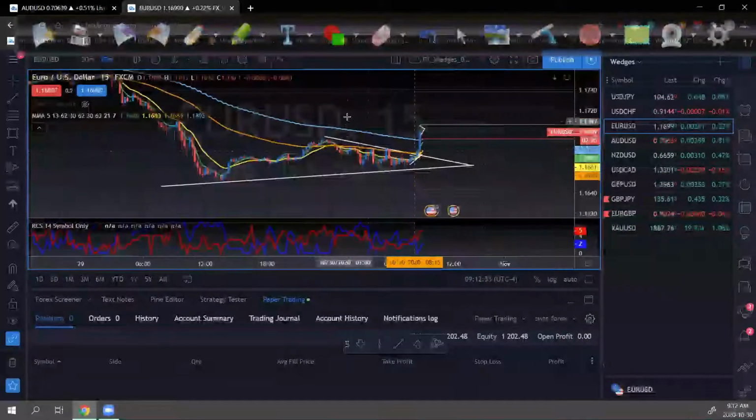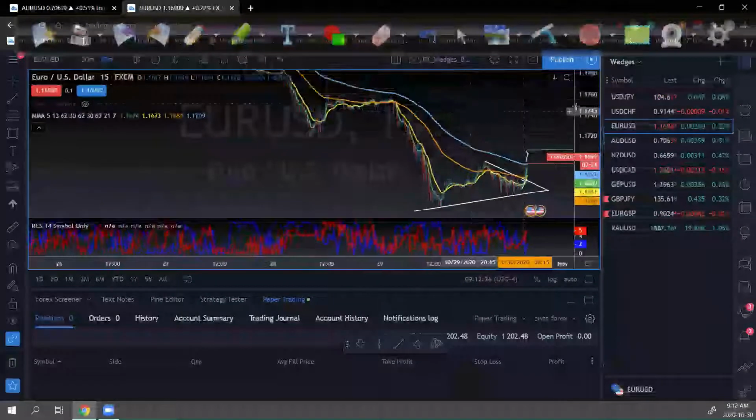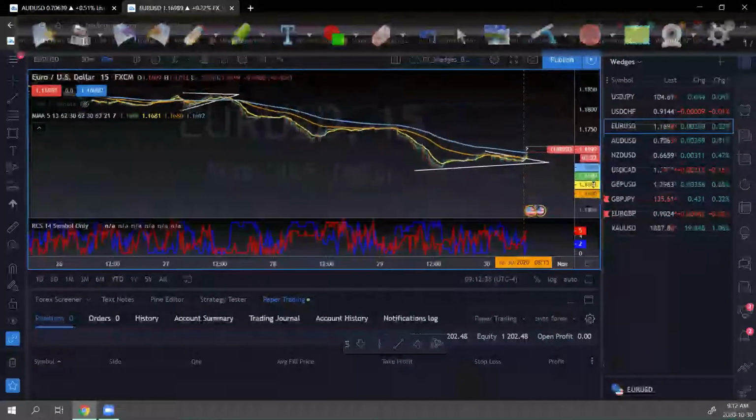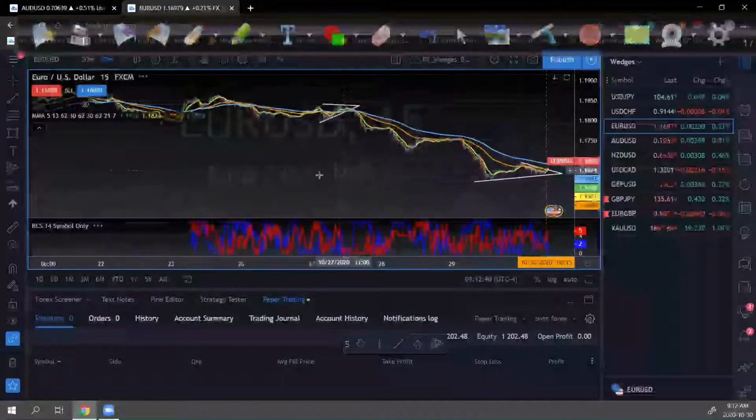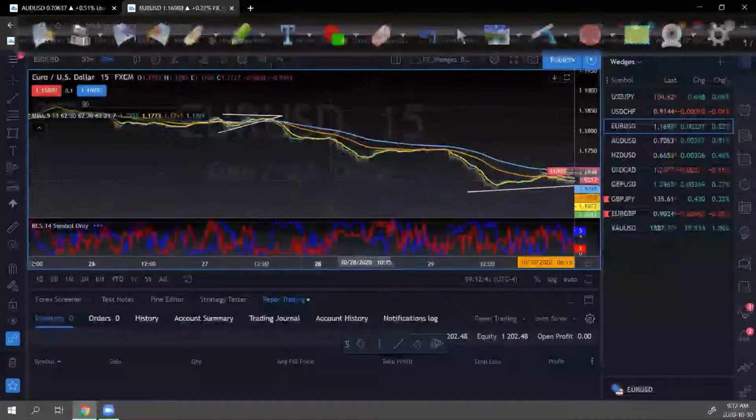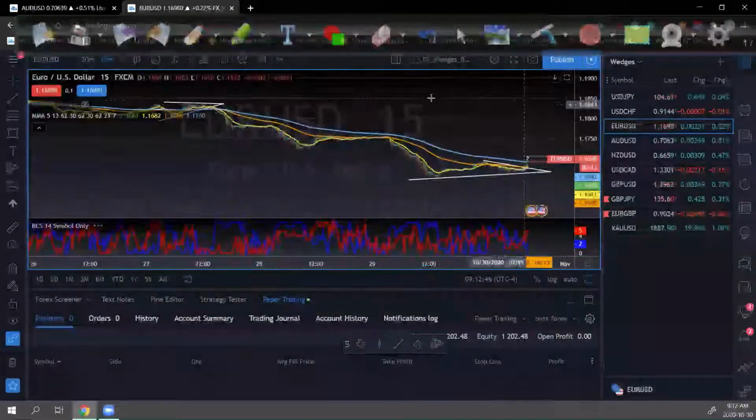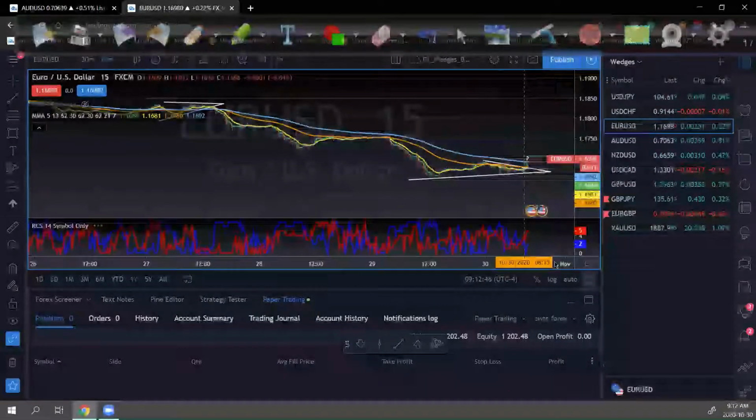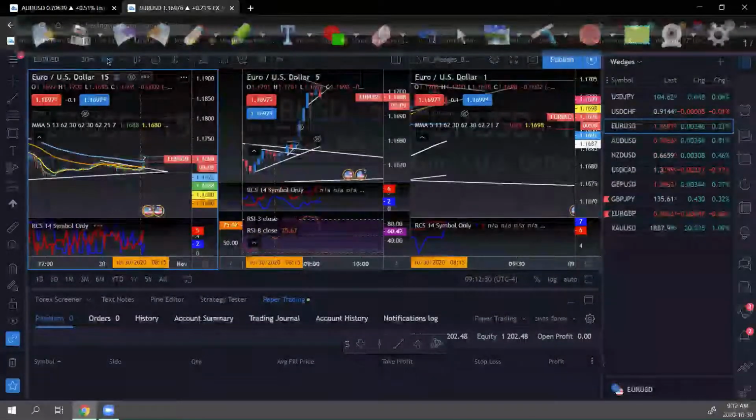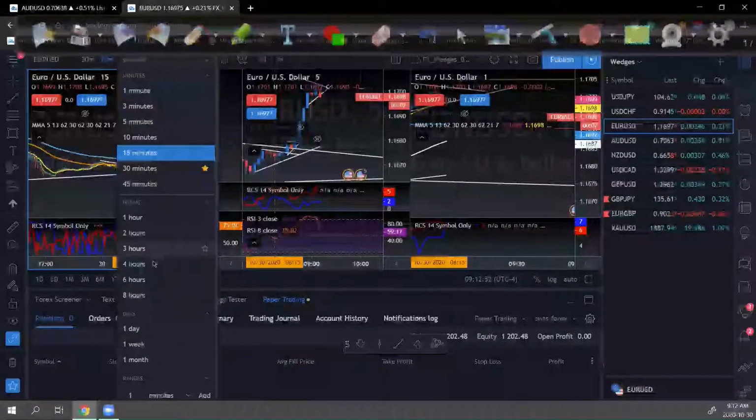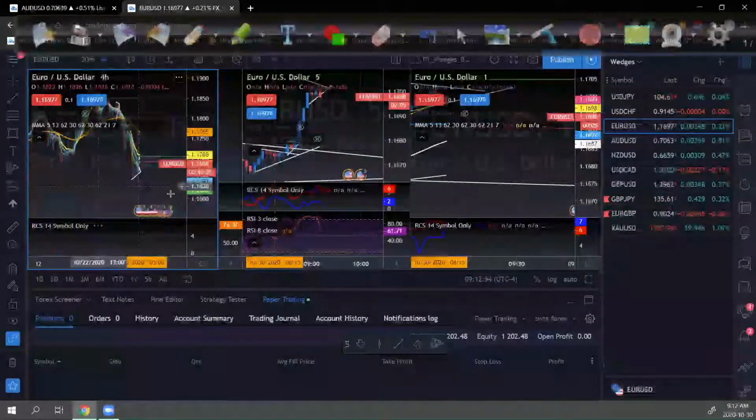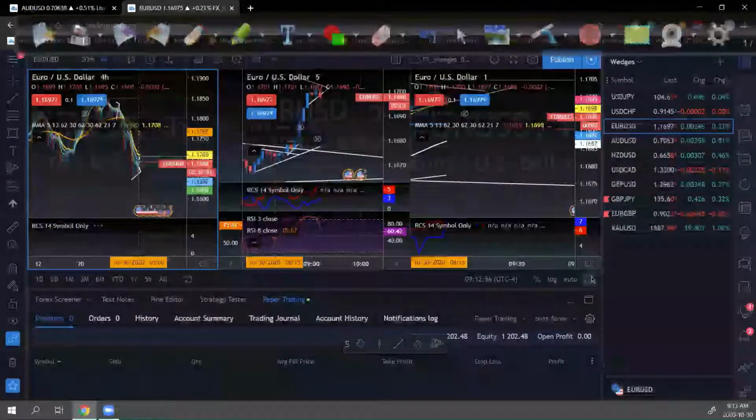So let's go have some fun. Sorry for the people who have bad vision. This is actually a big consolidation move, so let me go to a higher time frame. That won't be fair. Let's go 4 hour. How about that? Too big.